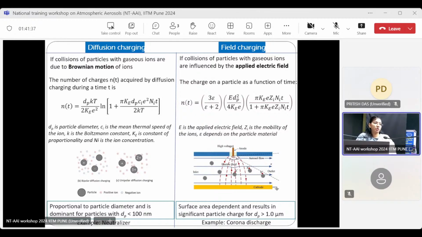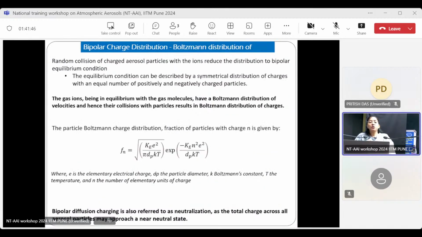In SMPS we know the distribution, so there must be some theory for determining it. Now we will see a few of those theories. One theory is the Boltzmann distribution of bipolar charge distribution. So now we are having the bipolar charge distribution in some location.